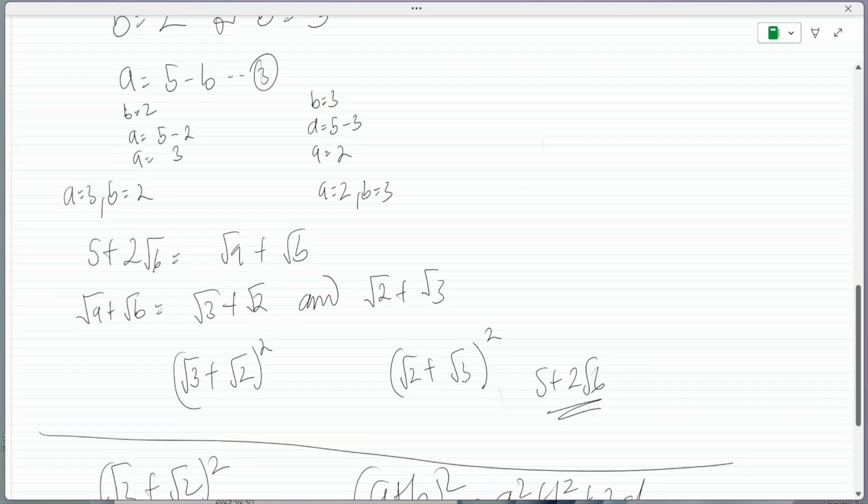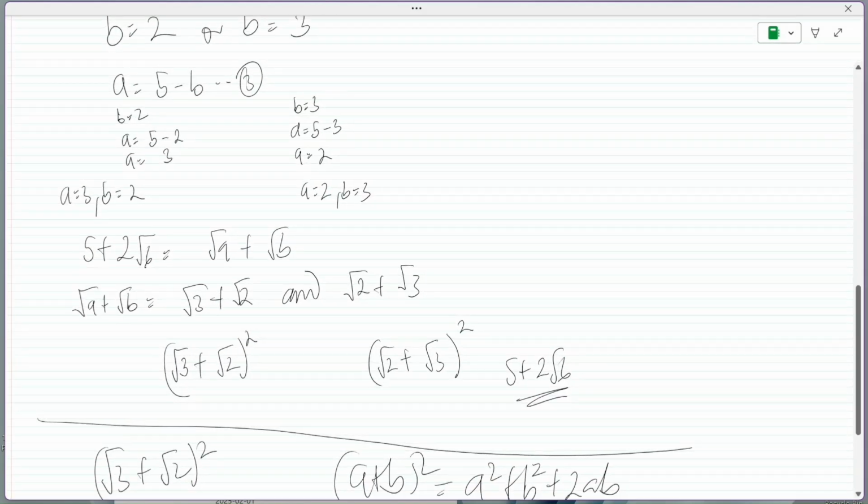Then remember, you assumed that the square root of 5 plus 2 root 6 is square root of a plus square root of b. Now you insert the values for a and b into the root a plus root b. So you have it as root 3 plus root 2. And the second value for a and for b, you insert into the assumed square root to get the second value, that if you square it, you still get the same answer, which is 5 plus 2 root 6. I hope you understand.